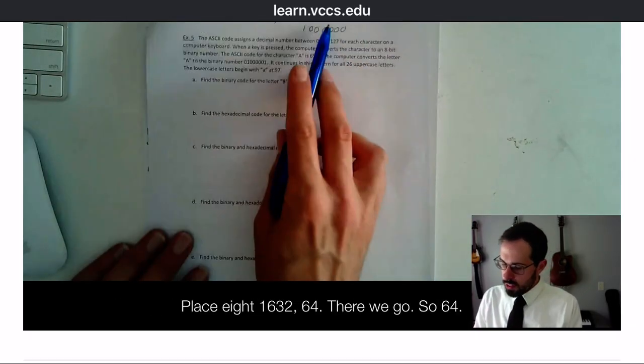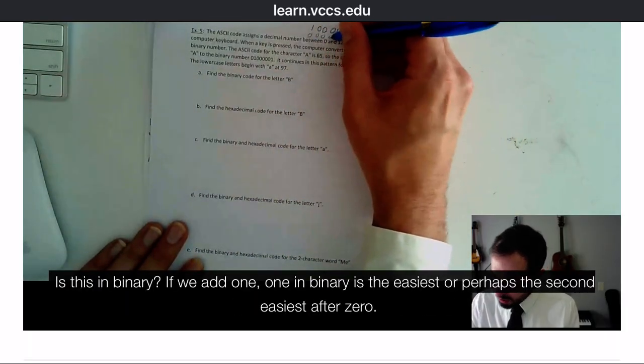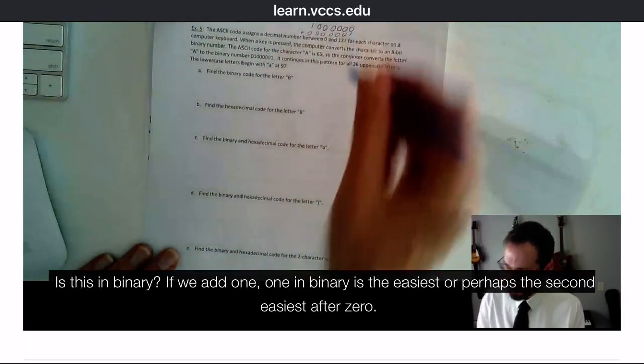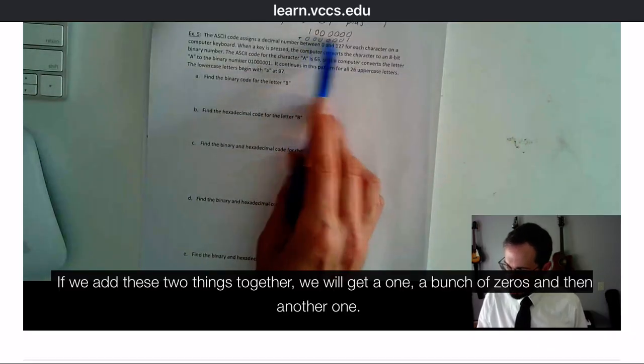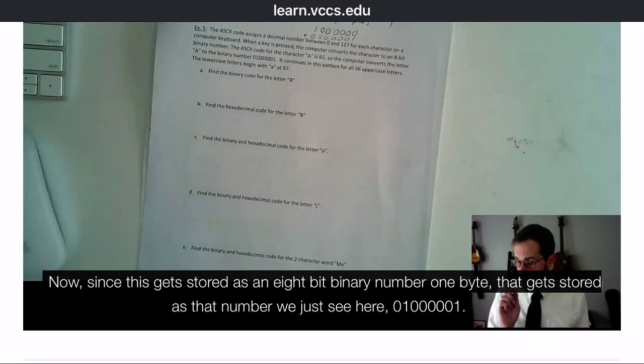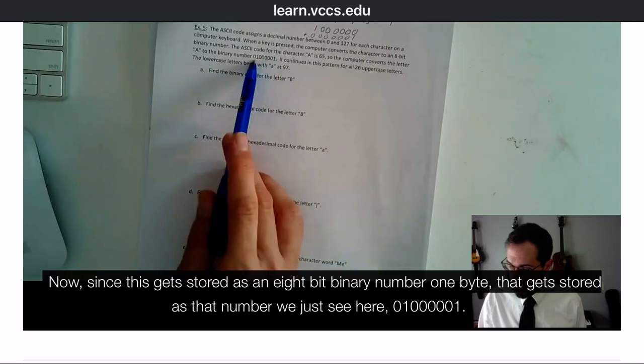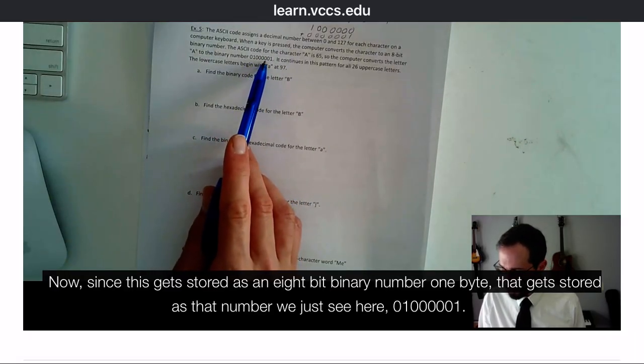There we go. So 64 is this in binary. If we add 1, 1 in binary is the easiest, or perhaps the second easiest after 0. If we add these two things together, we will get a 1, a bunch of zeros, and then another 1. Now, since this gets stored as an 8-bit binary number, 1 byte, that gets stored as that number we just see here: 0, 1, 0, 0, 0, 0, 0, 1.